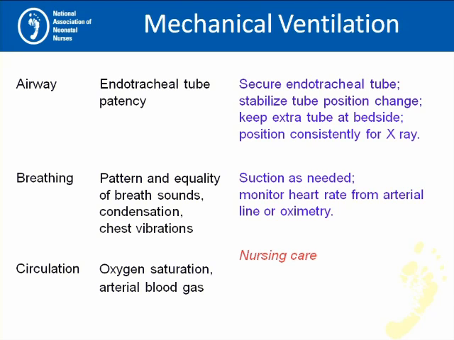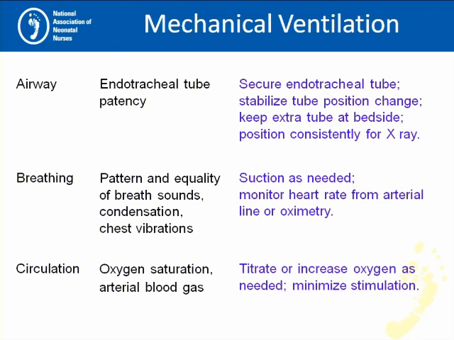Monitor chest vibrations with high-frequency ventilation, which indicate lung compliance, airway patency, and effectiveness of ventilator settings. Monitor heart rate from pulse oximetry or an arterial line because chest vibration interferes with monitoring heart and respiratory rates. Circulation. Monitor oxygen saturation and arterial blood gas to minimize or avoid hypoxemia. Increase or titrate oxygen as indicated by clinical status and arterial blood gas. Change head position to avoid molding pressure points and to promote equal ventilation. Minimize stimulation to prevent agitation.